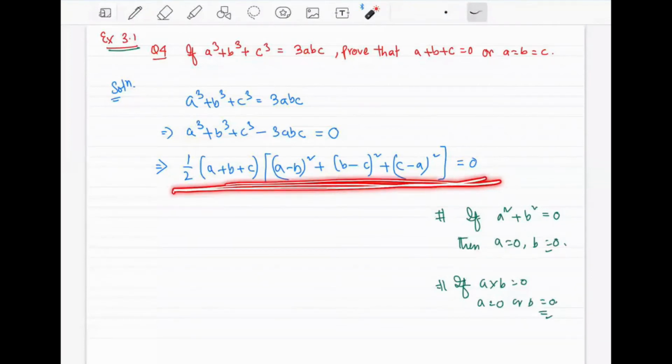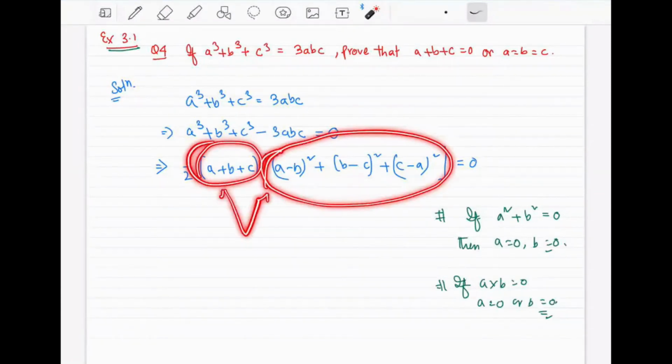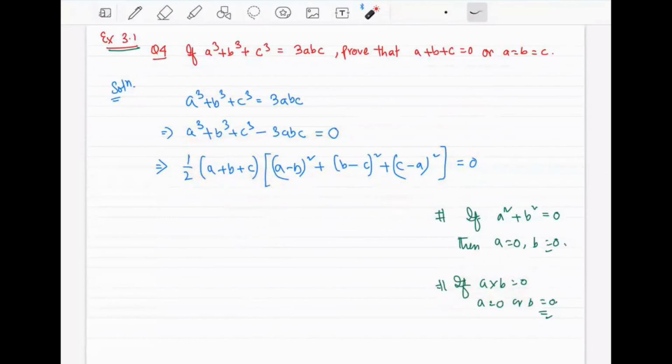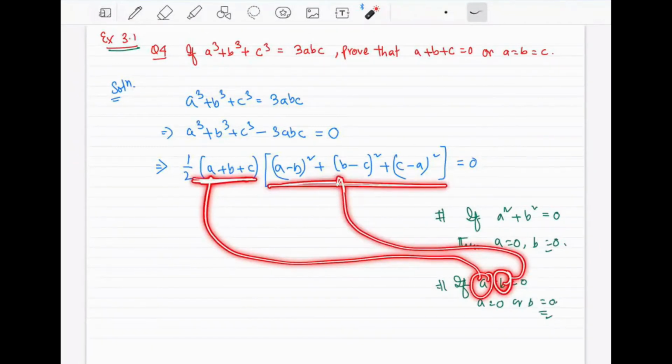Look at this whole question right here. Let's come back to the question itself. We have 2 factors multiplying. Multiplication of these 2 factors is equal to how much? 0. So this is this condition right here. Instead of A right here, we are having what? A plus B plus C. Instead of B right here, we are having this whole expression right here.